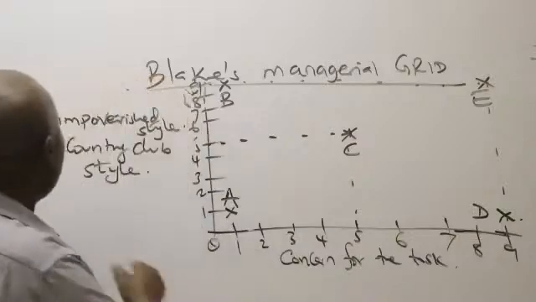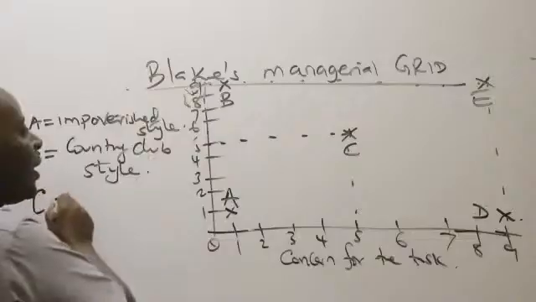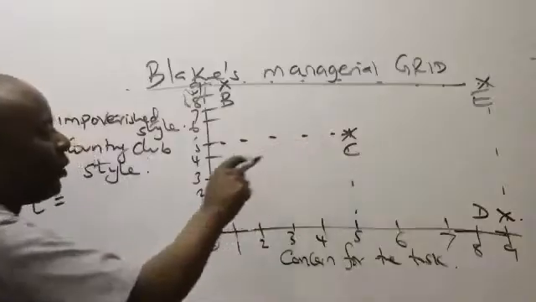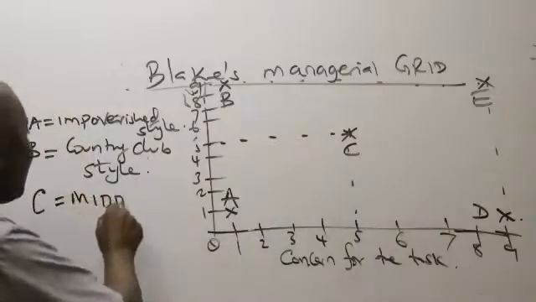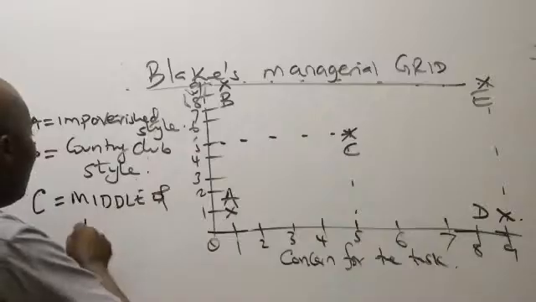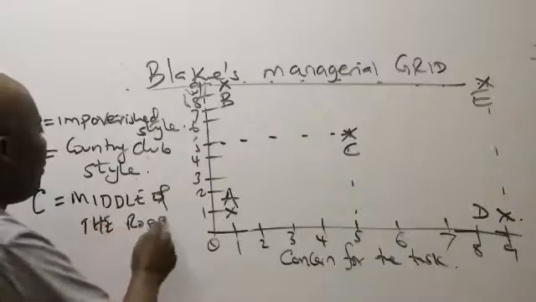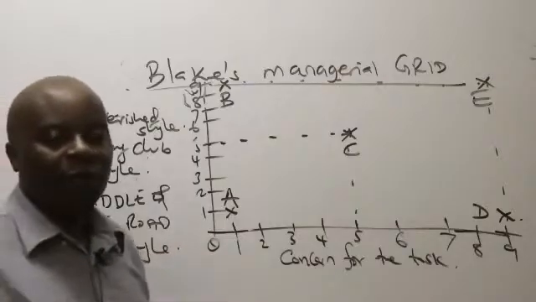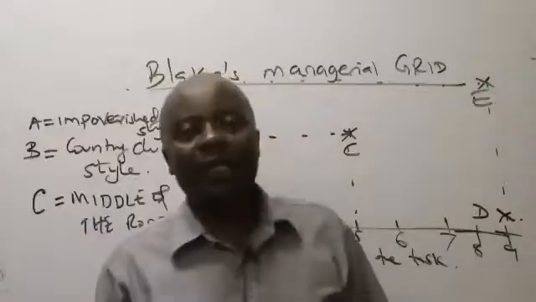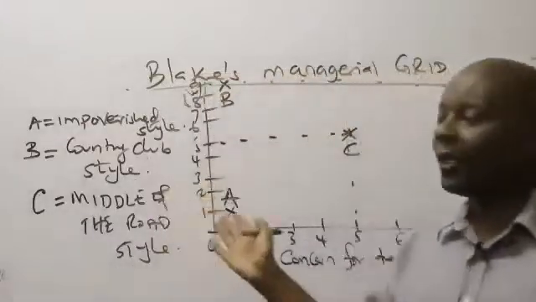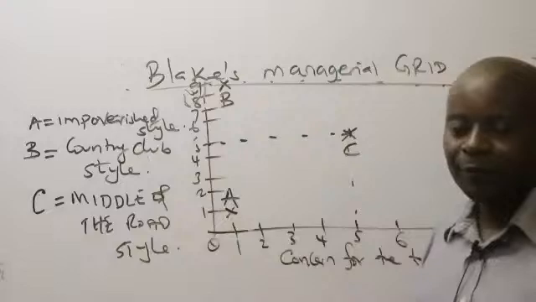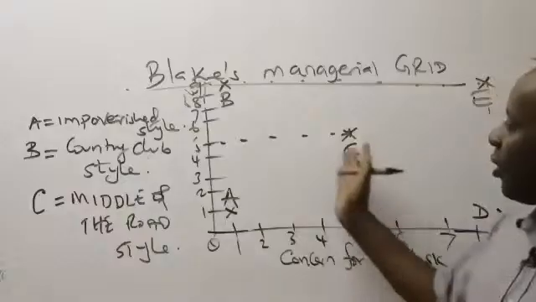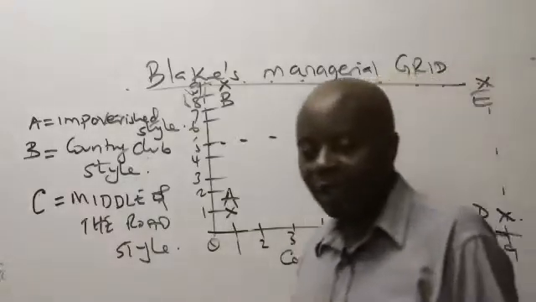That is B. And then we have got C. C, of course, if you guys remember, these are the middle of the road style managers. Their concern for tasks is 50%. Their concern in this case here for people is what here? 50%. Half. That's what you write. You can see here the concern for task is 50%. Concern for people is 50%.